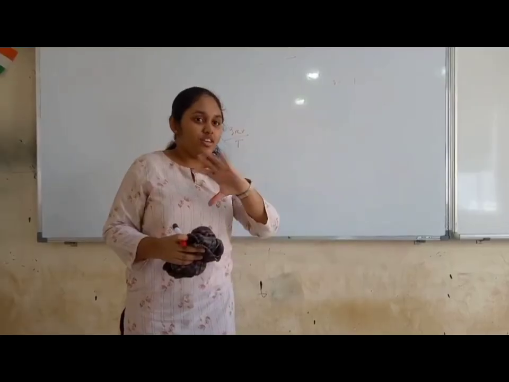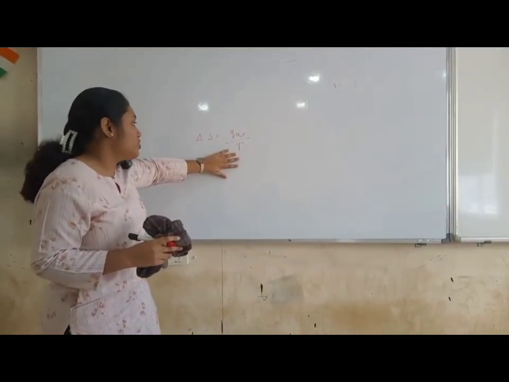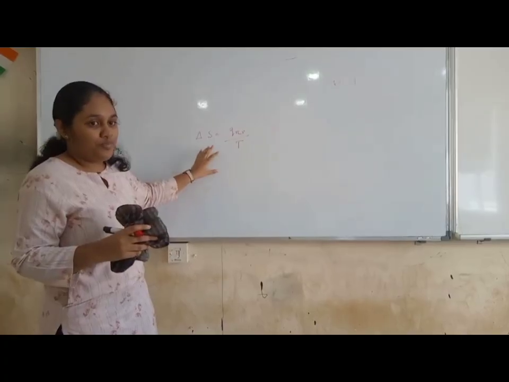Free energy is a different concept. So the second law of thermodynamics says delta S is equal to Q reversible upon T. What is visible?